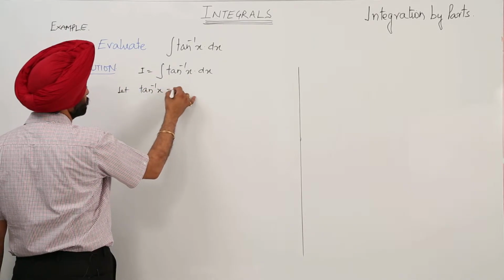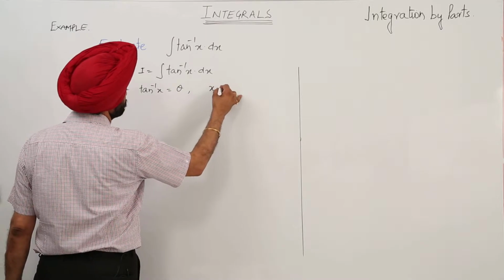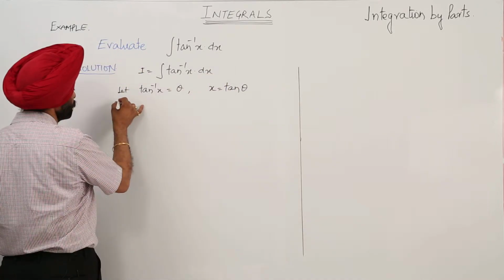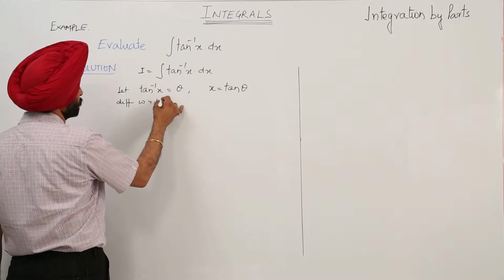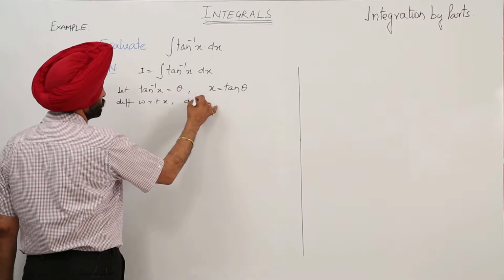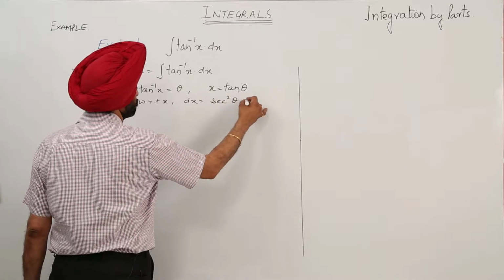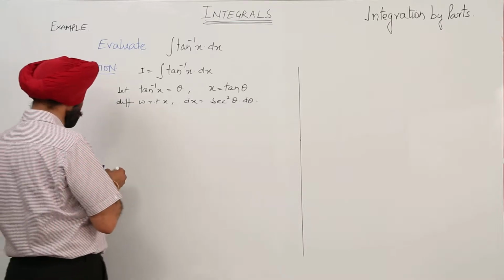Okay, now let tan inverse x is equal to theta, then what we are having, x is equal to tan theta. Now differentiating with respect to x, dx is equal to secant square theta d theta. Now let's put these values in the question.